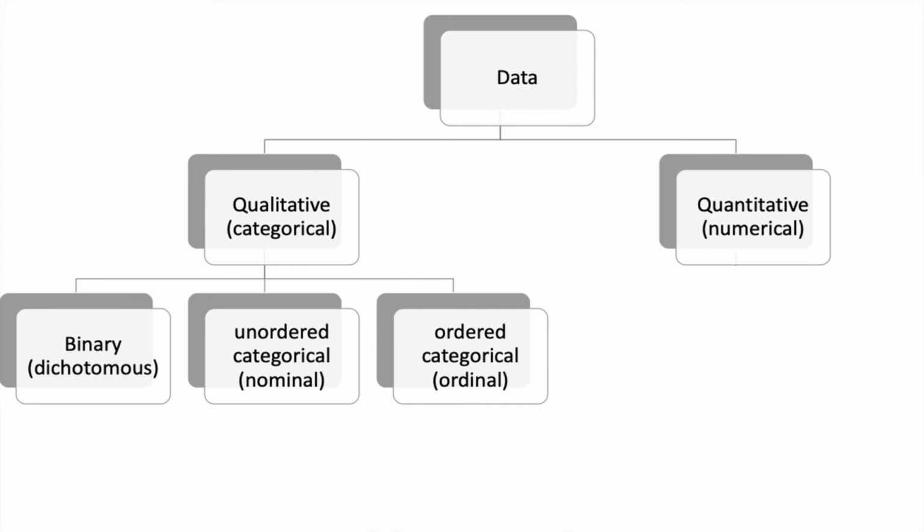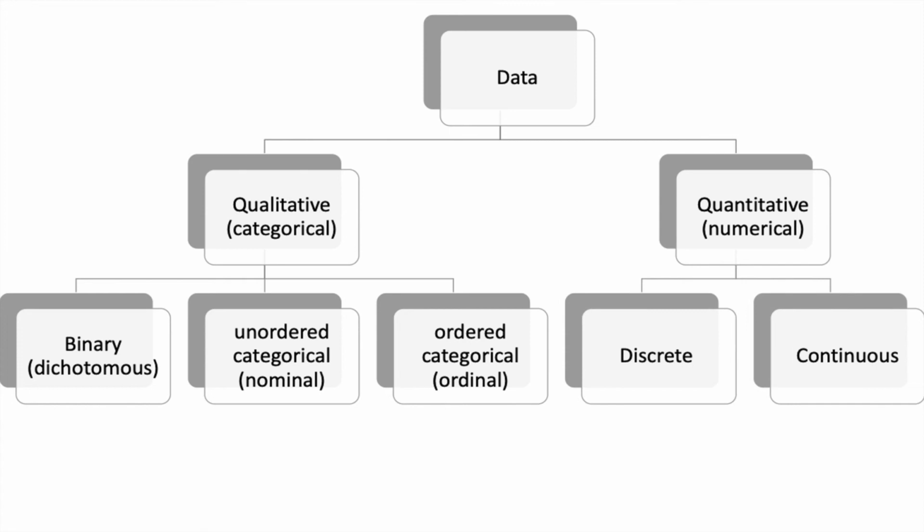So it could be binary or dichotomous, unordered categorical or nominal, and the last one is ordered categorical or ordinal data. Now let's move to the quantitative data, or what we call numerical data. Okay, so this could be either discrete quantitative numerical data or continuous quantitative numerical data.